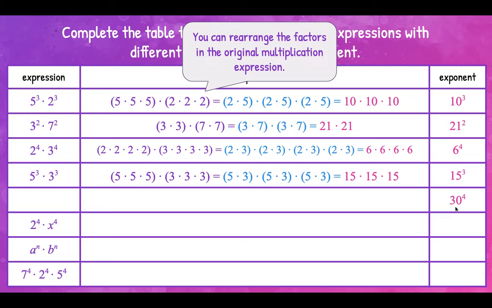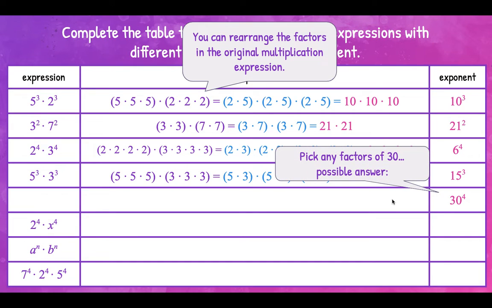We're going to do the same thing for 30 to the 4th power. So this one, you're going to pick any number. So your answer might be a little bit different depending on what numbers you use that multiply into 30. So I want to use 6 and 5. So pick any factors of 30. So a possible answer, here's one.